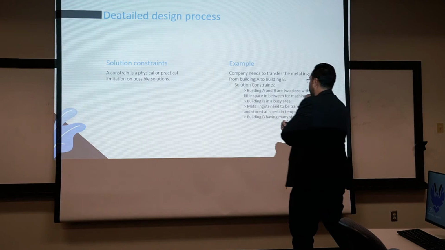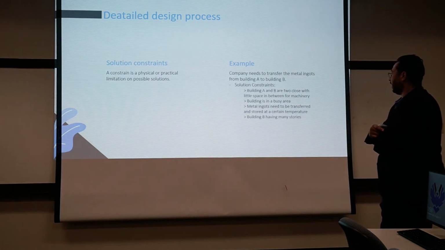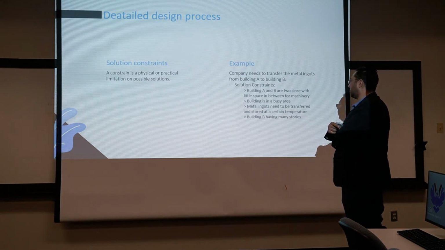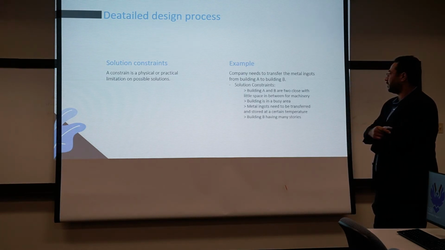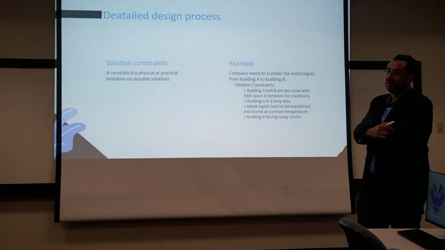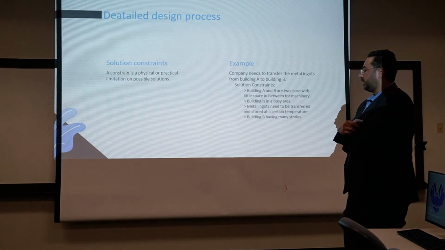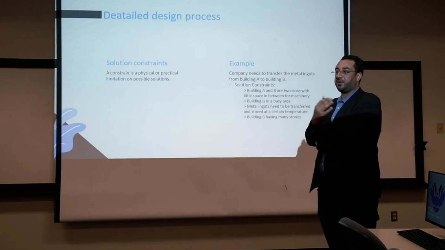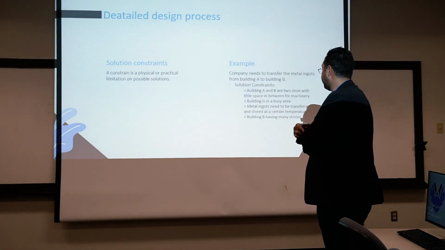Solution constraints. A constraint basically is a physical or practical limitation on possible solutions, as we mentioned. Now for this case, solution constraints: buildings A and B are too close, with little space in between for machinery, or you can say the building area is too busy and you can't apply any machinery or heavy machinery or cranes to do that.